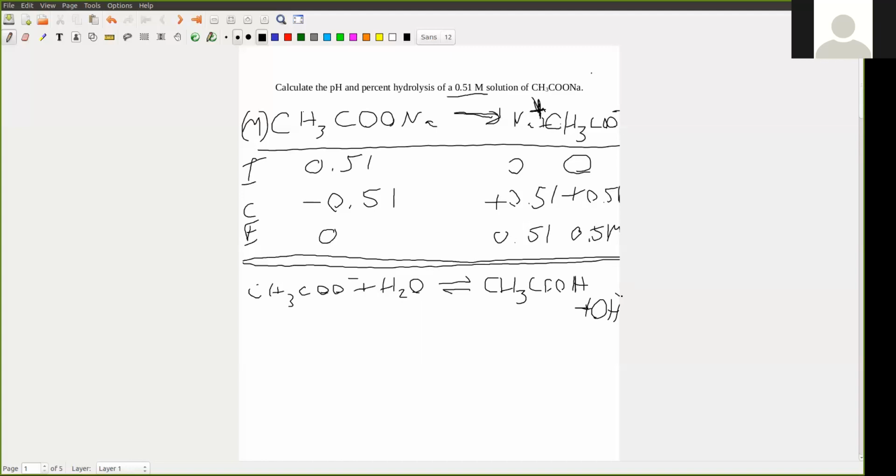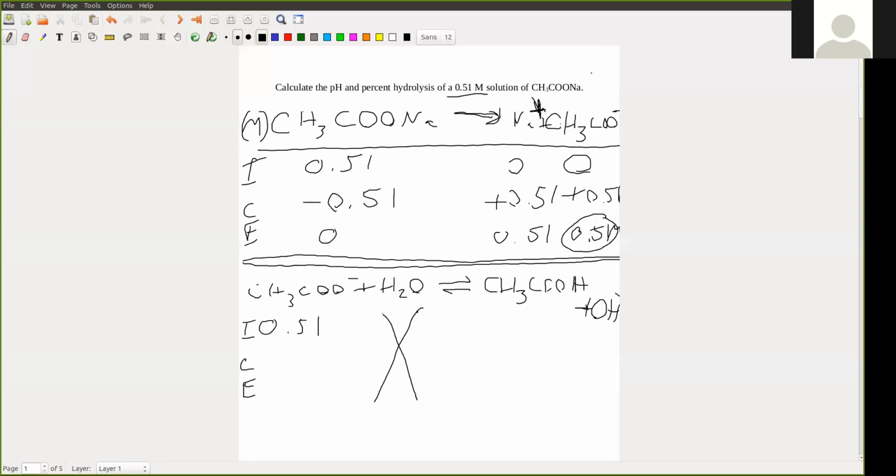Okay, so now we need to put down all the information. And this time, we're going to start off with our 0.51 molar for our acetate ion. So I guess I should put the ICE, 0.51. Water, we're not really concerned with anything that goes on in water because we're considering water to be so abundant that it will not have a change in concentration relative to the other species. So that's fairly standard, especially in Gen Chem.